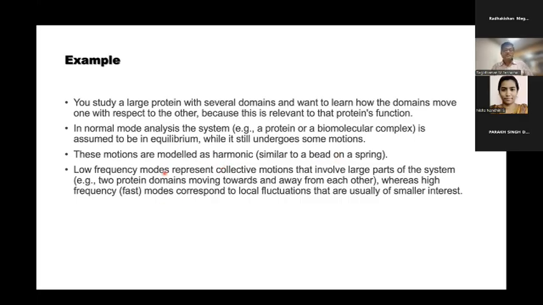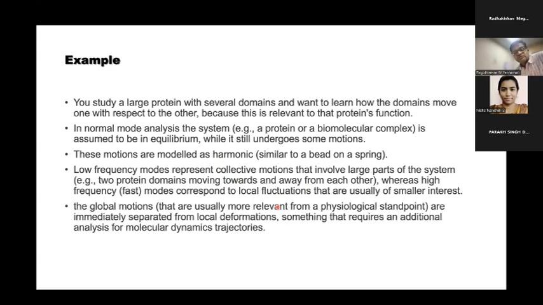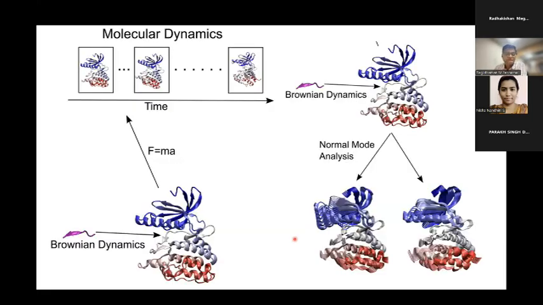So low frequency modes represent collective motions that involve large parts of the system, like the two domains moving, and fast modes are local fluctuations. So you can study both together. The global motions are relevant from the physiological standpoint, but it requires additional analysis to confirm whether that is indeed the physiological motion observed in reality.